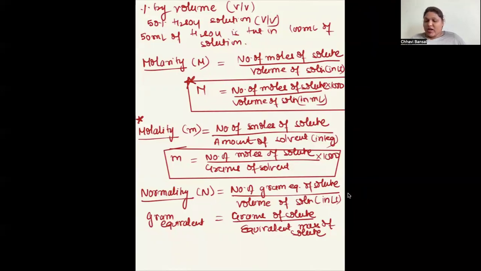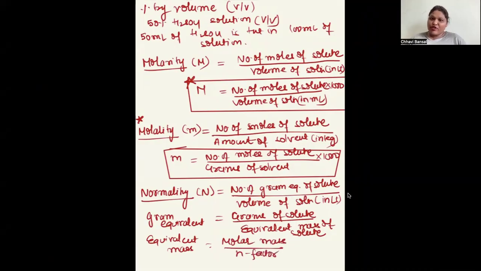But again, what is this equivalent mass? This equivalent mass is nothing but molar mass divided by n factor. You have heard this n factor before also. We have done the n factor in redox reaction. We have done the n factor in the mole concept. So this is nothing but molar mass divided by n factor.